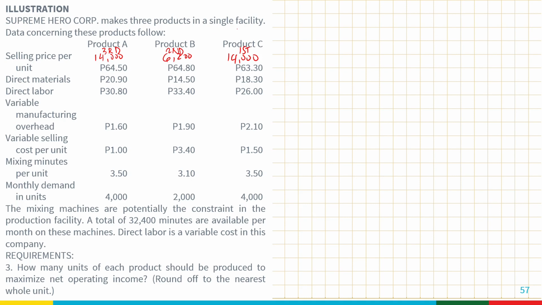Pero, yung ating total minutes available ay 32,400 lang. Ito nasa baba. 32,400. So, lumalabas, hindi enough yung ating 32,400 to produce all of our products. So, kailangan nating mag-give up ng ilang units sa product na ating least priority, which is product A, no? Alam naman natin based on our computation kanina na product A yon.